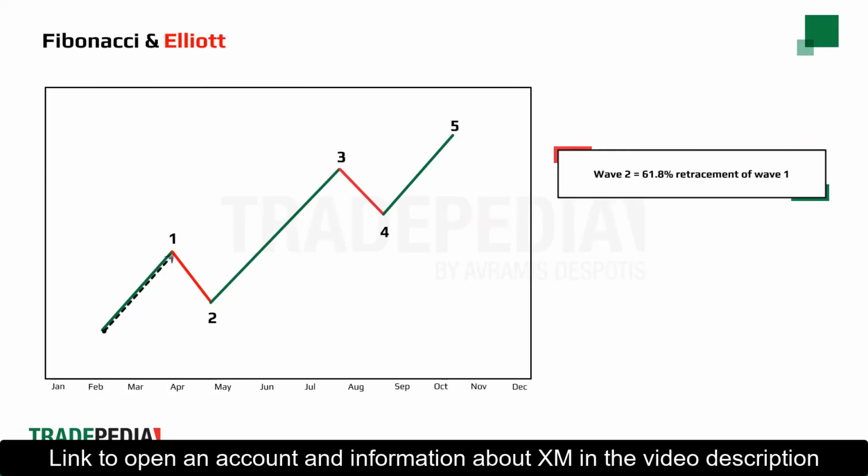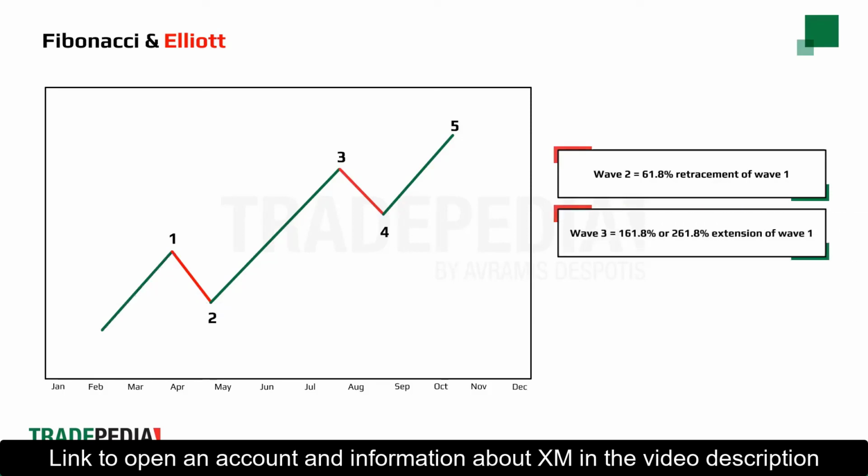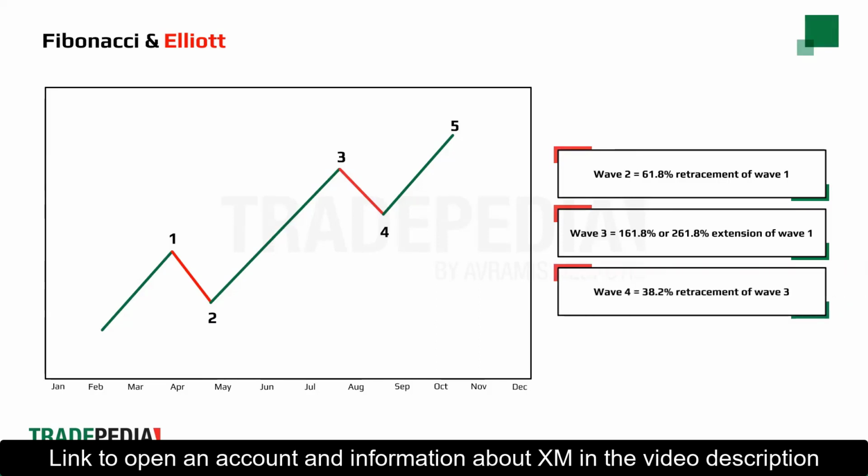Wave 2 typically retraces 61.8% of Wave 1. Wave 3 is typically 161.8% or sometimes 261.8% of Wave 1. Wave 4 typically retraces 38.2% of Wave 3, but no more than 50%. Although these guidelines work 75% of the time, they are not unbreakable rules, and therefore traders are advised to always use good risk and money management when trading.